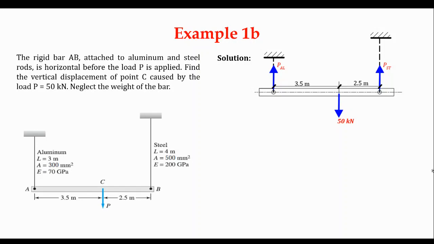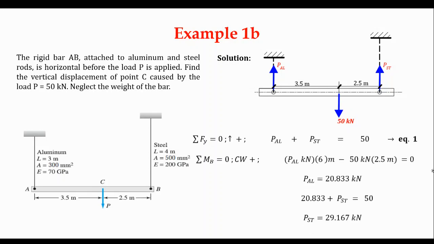So, can we solve any of those forces? Yes, we can solve it using the equilibrium equation, right? So, summation of forces vertical: force aluminum plus force steel is just 50. Then, take moment about either of the two. Say, moment at B, clockwise is positive. So force aluminum times 6 minus 50 times 2.5 equal to 0. So therefore, we can solve aluminum as 20.833 kilonewton.